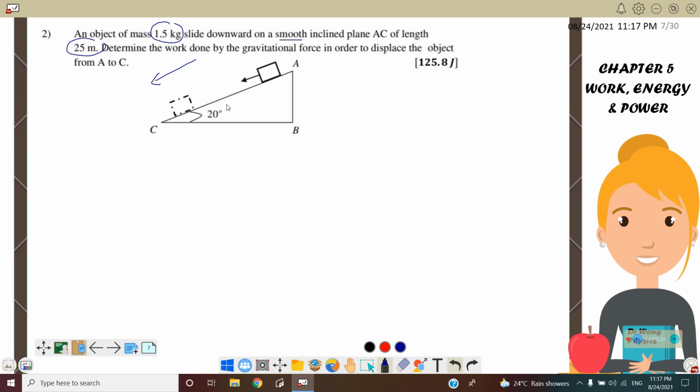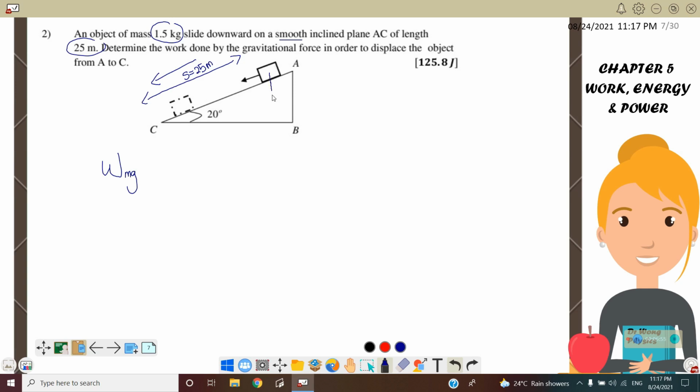A to C. Okay, so we know that A to C actually is S. S is 25 meters. The displacement from A to C is 25 meters. So the question asks us to find the work done by the gravitational force. Work done by the gravitational force, actually they are referring to the work done by the weight.